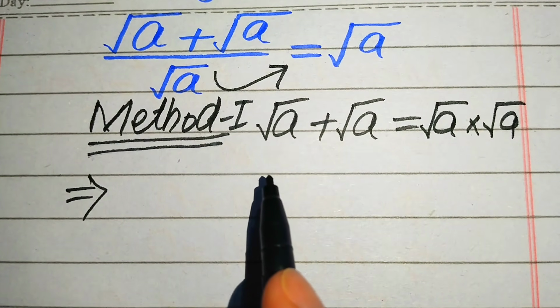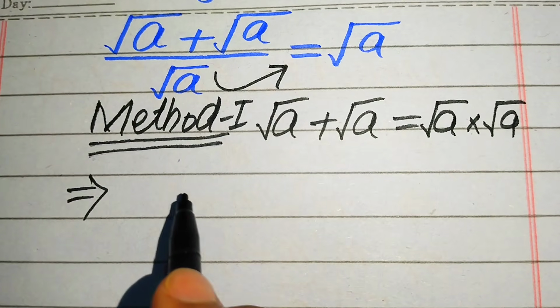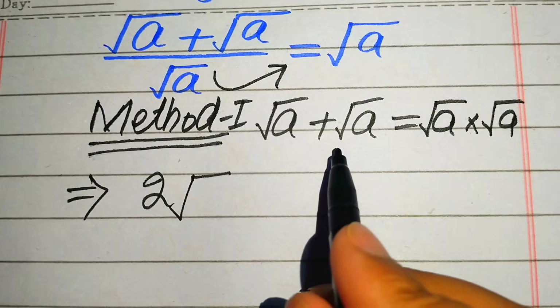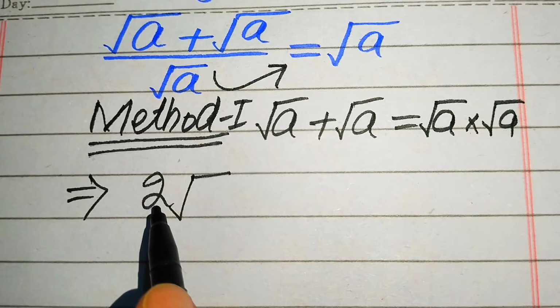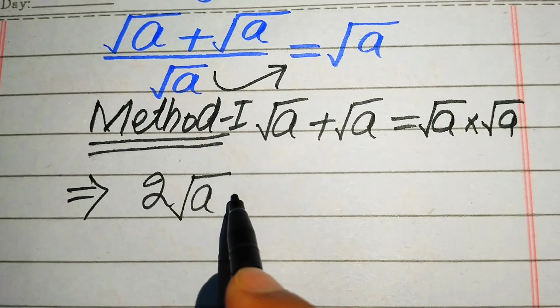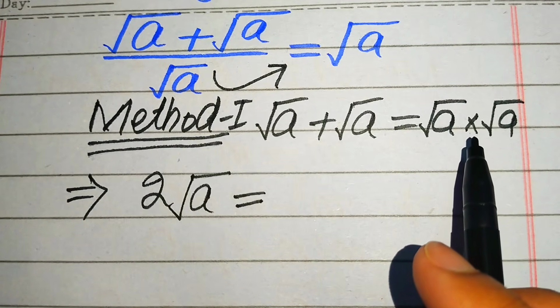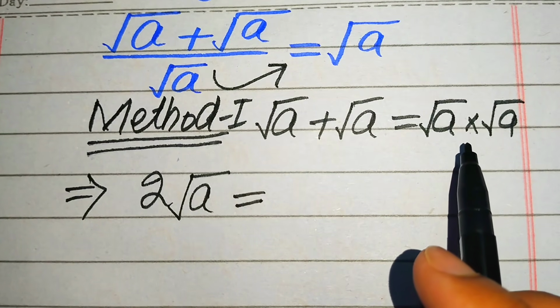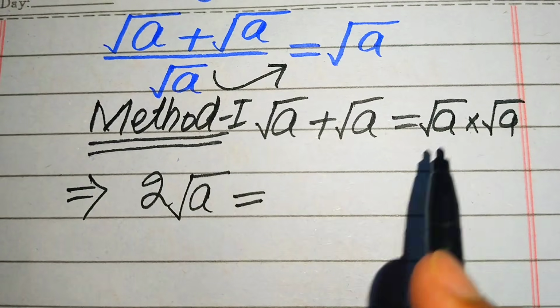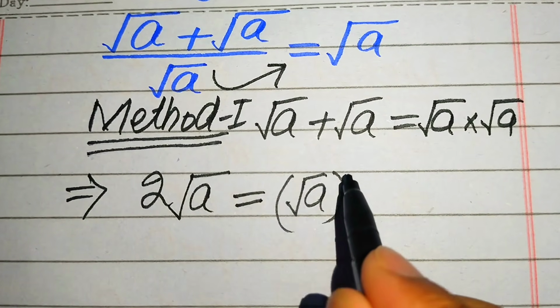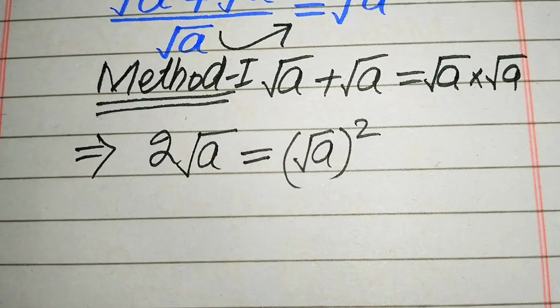These are two same variable terms. When we add two same variable terms, we add their coefficients, and the coefficient of both of these terms is 1, so we get here 2. So we get 2 times square root of a is equal to. In the same pattern, when we multiply two same variable terms, we add their exponents. So the exponent of both of these terms is 1. So we write it as square root of a and its whole square.